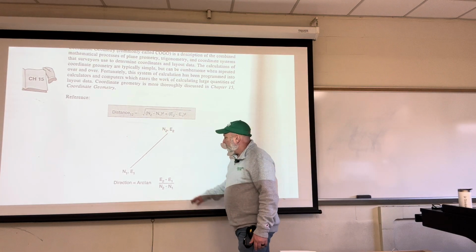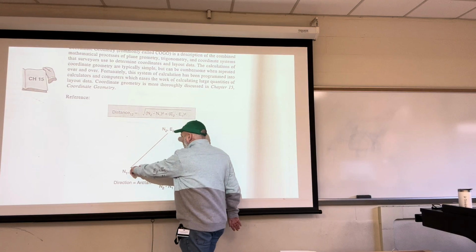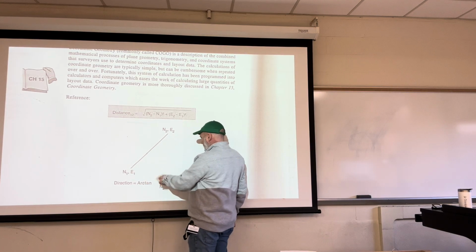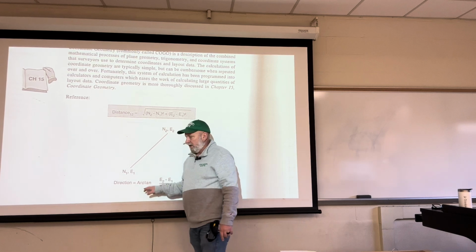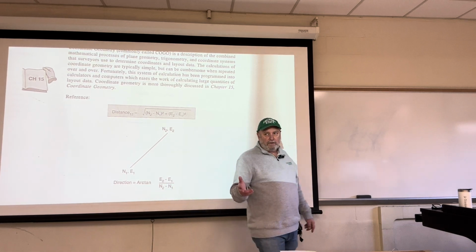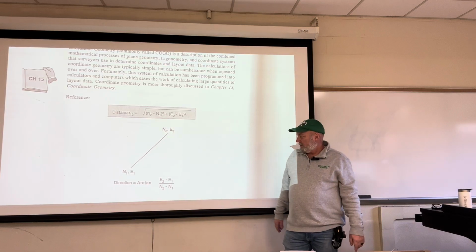The direction, you take your difference in your eastings, divide by the difference in your northings. That will give you the arctangent of that angle.